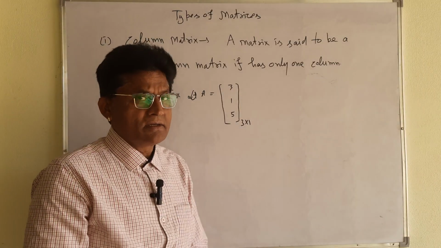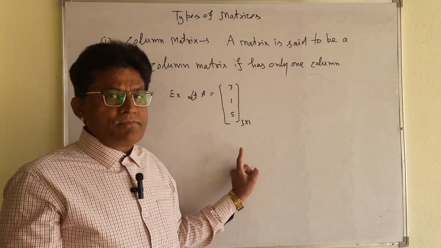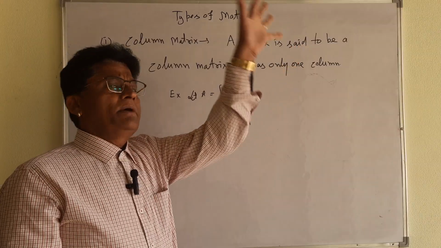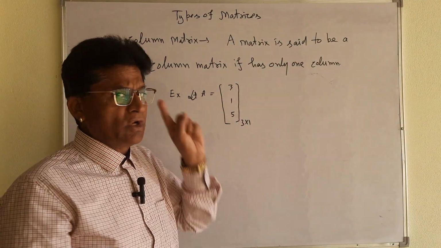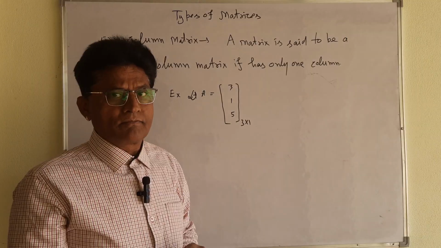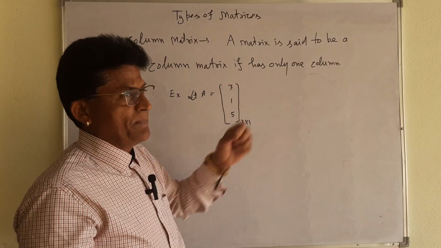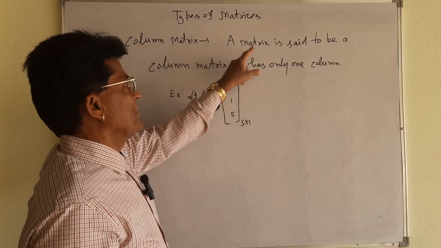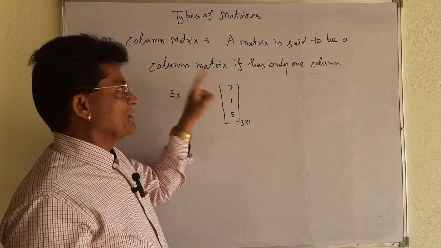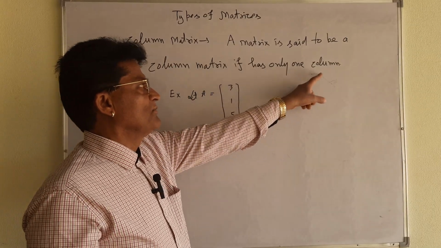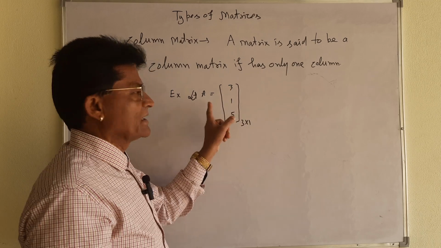My dear student, if there is only one column, there may be any number of rows in the matrix, but there must be only one column. It is known as the column matrix. As I have given here, a matrix is said to be a column matrix if it has only one column. I have taken the example.